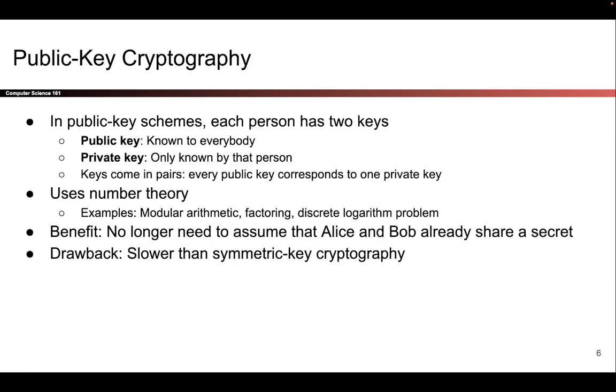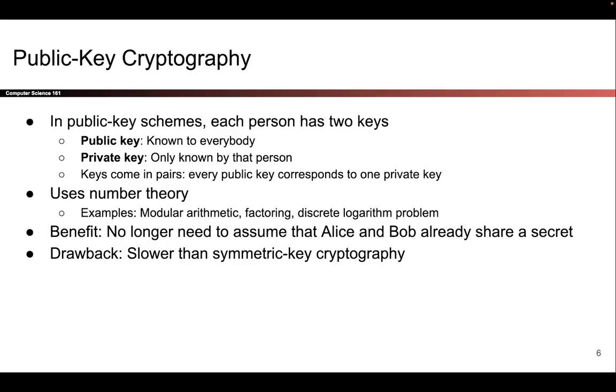In all of the public key cryptography schemes that we will see today, everyone has two keys and they form a linked pair. So everyone has a public key that everyone knows and a private key that only they know. And the keys come in pairs. Each public key corresponds to exactly one private key. You cannot swap keys. Everyone has a single pair of keys.